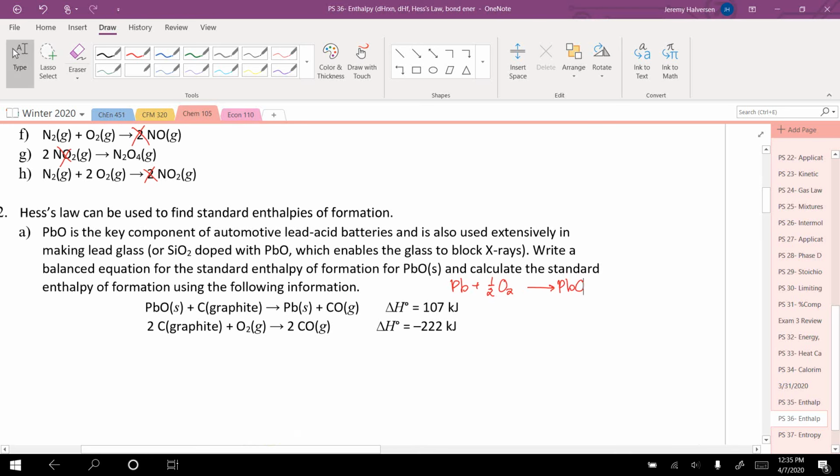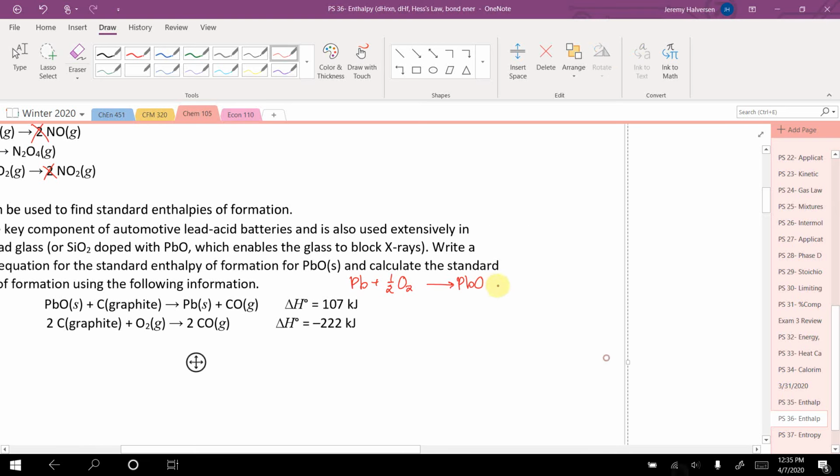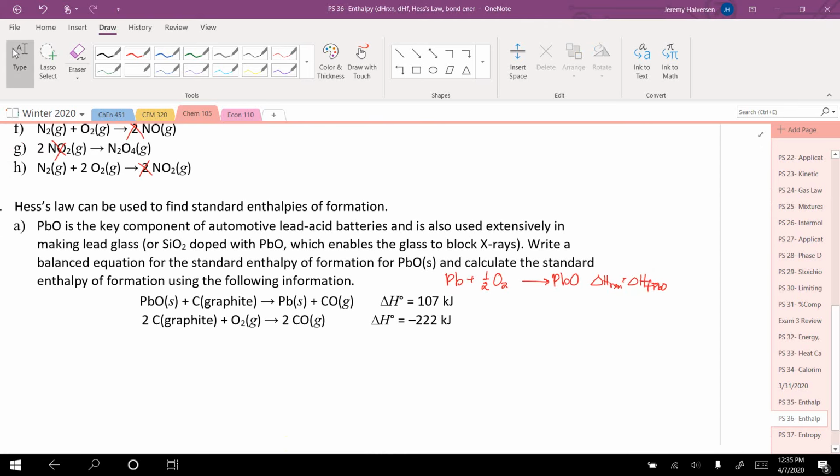So there's our formation reaction for PbO. So here, the delta H of this reaction will be the delta H of formation of PbO. Calculate the standard enthalpy of formation using the following information. So we're trying to find the enthalpy of formation of PbO, which is just the enthalpy of this reaction.